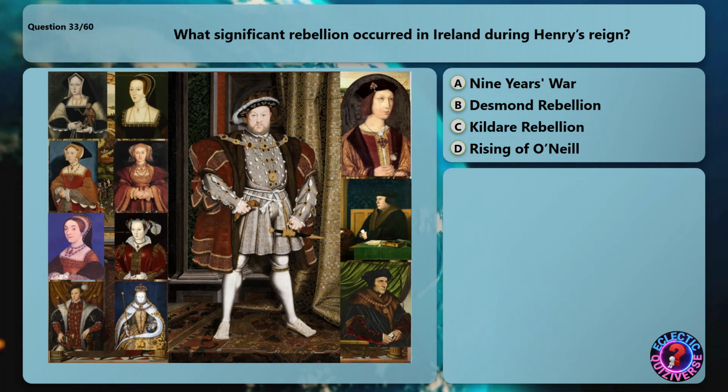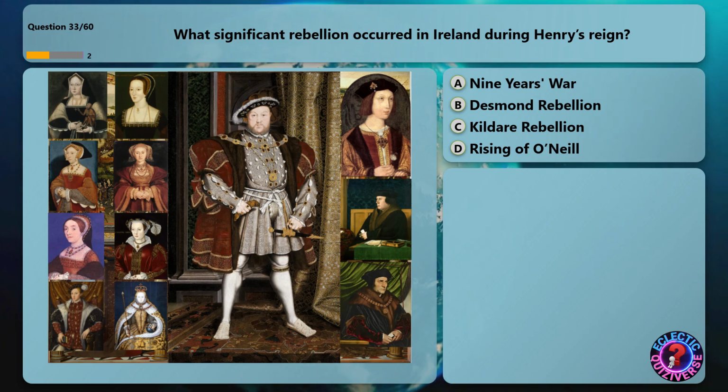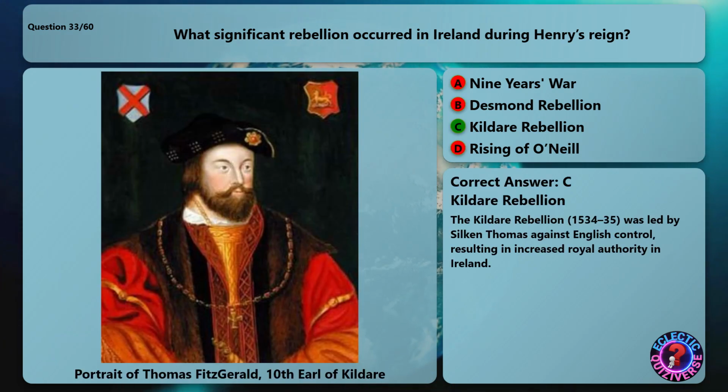What significant rebellion occurred in Ireland during Henry's reign? The correct answer is Kildare Rebellion. The Kildare Rebellion, 1534–35, was led by Silken Thomas against English control, resulting in increased royal authority in Ireland.